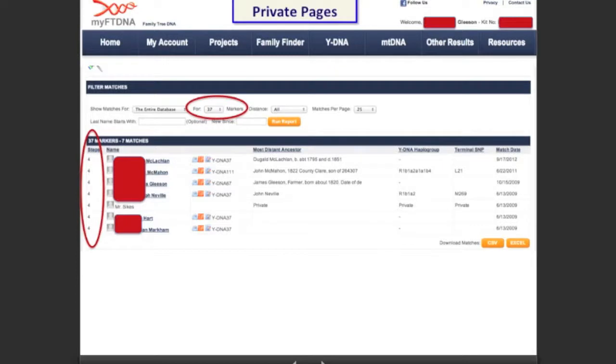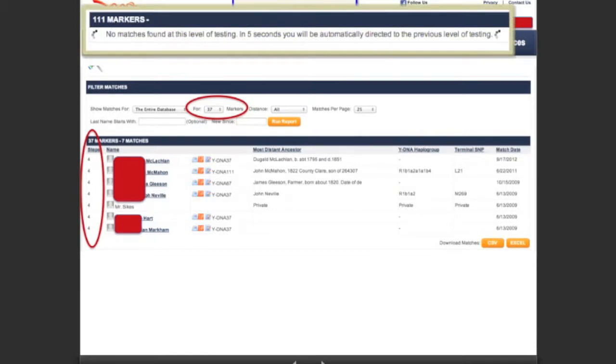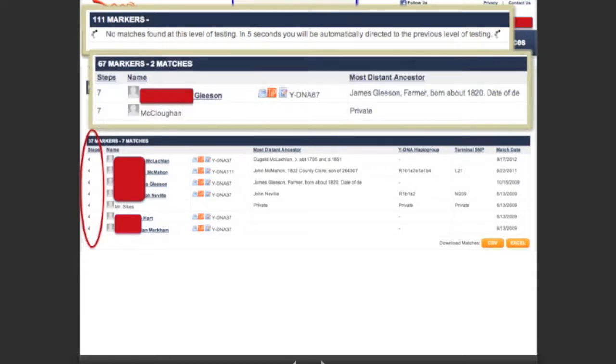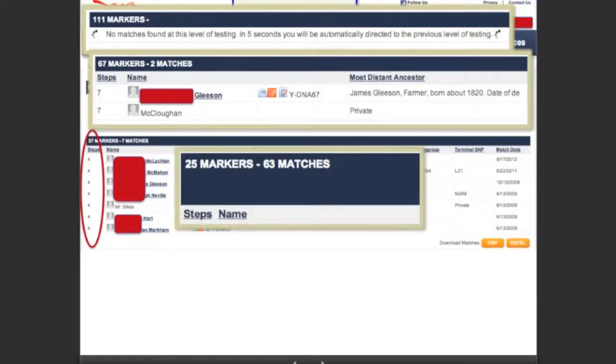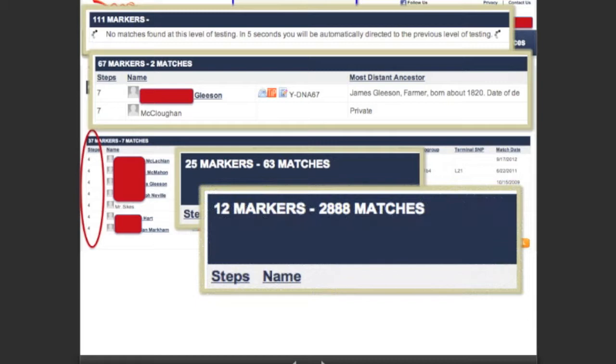And this is the 37 markers. Now, I've tested out to 111 markers, and some of your members will as well. But 37 markers is the recommended starting test. At 111, I have no matches at all. If I compare at 67 markers, then I've got 2 matches. The same Gleason is appearing at 67. If I compare at 25, I've got 63. And if I compare at 12 markers, I've got 2,888.